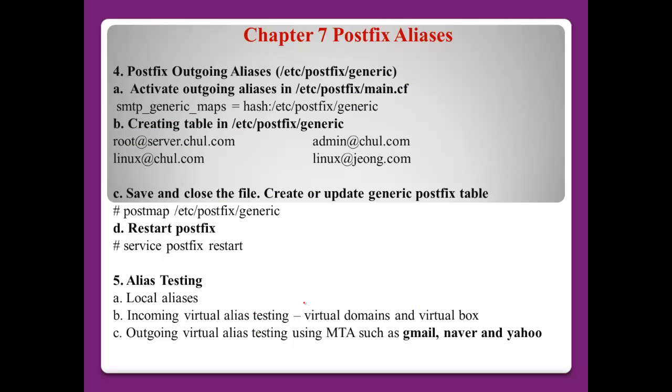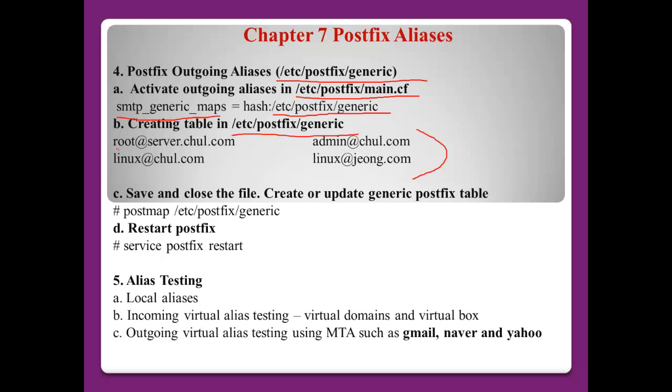Okay, number four, the postfix outgoing aliases. Normally for this one, I will use this file, /etc/postfix/generic. To support the outgoing aliases in /etc/postfix/main.cf, we have to check this one, smtp_generic_maps. So here, /etc/postfix/generic. In this file, we can configure like this: root@server.chal.com, admin@chal.com, linux@chal.com, linux@chal.com.